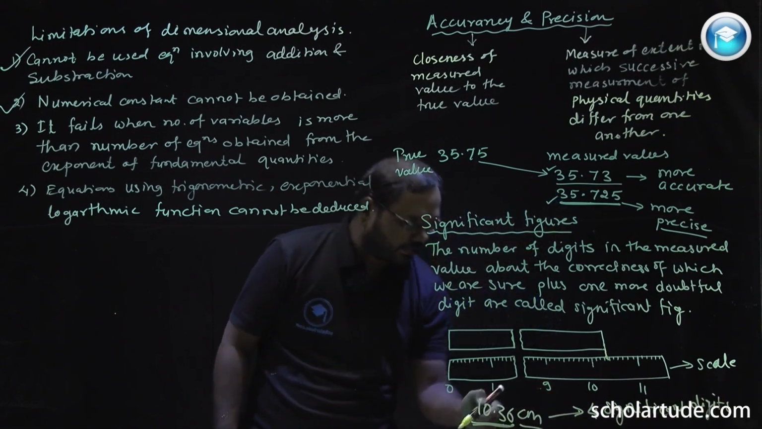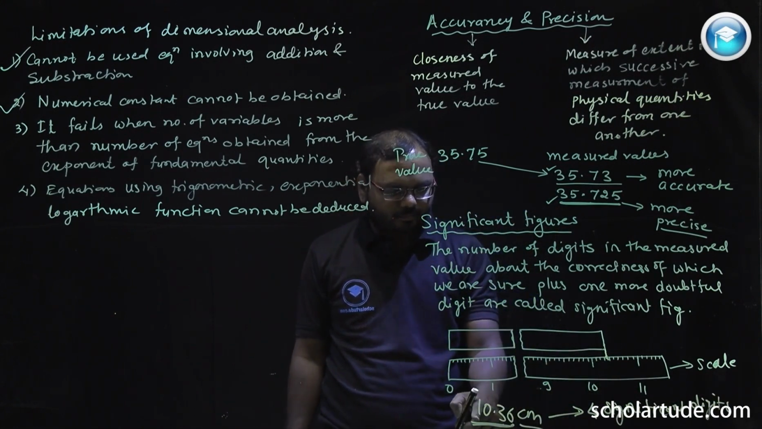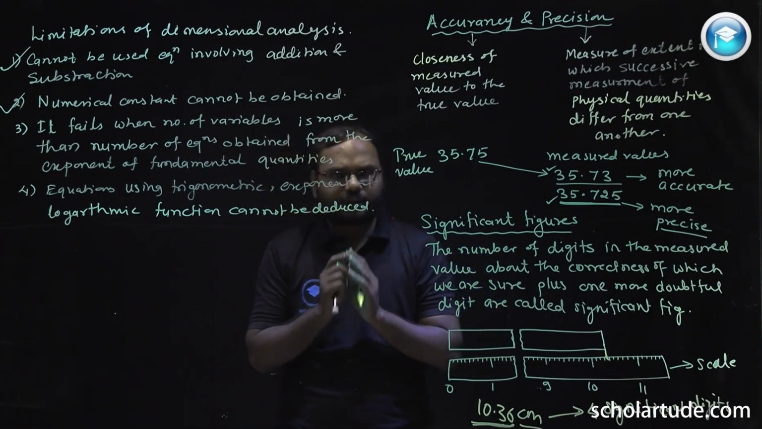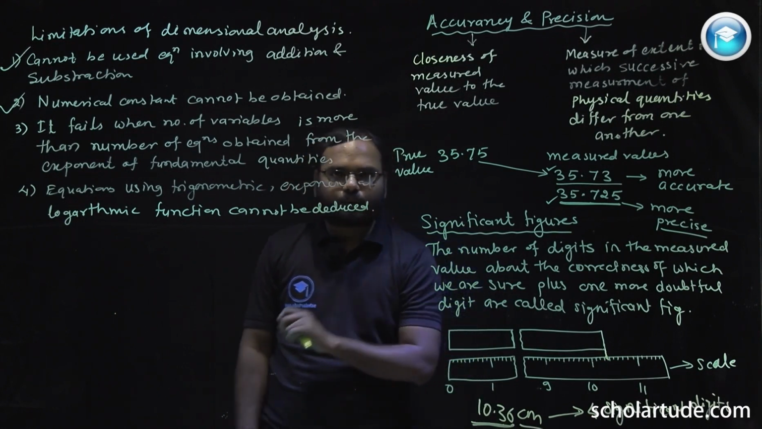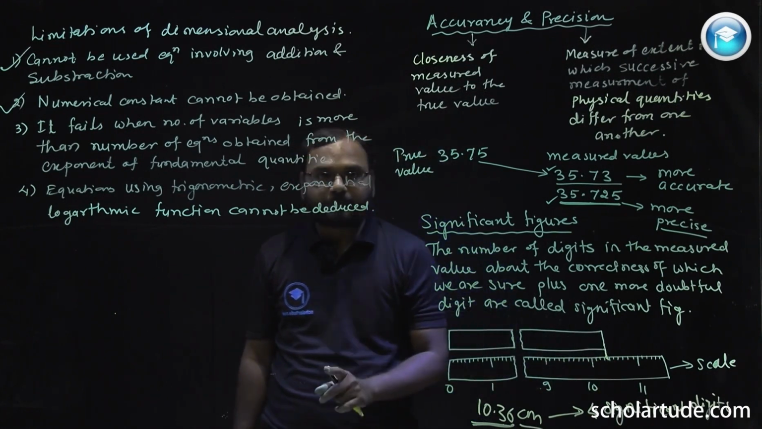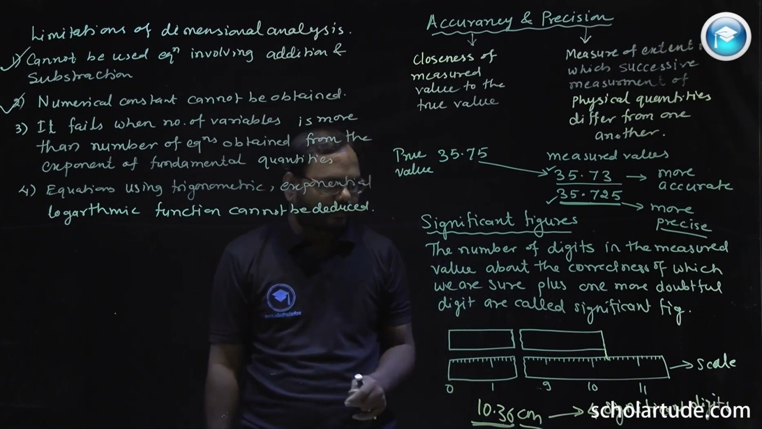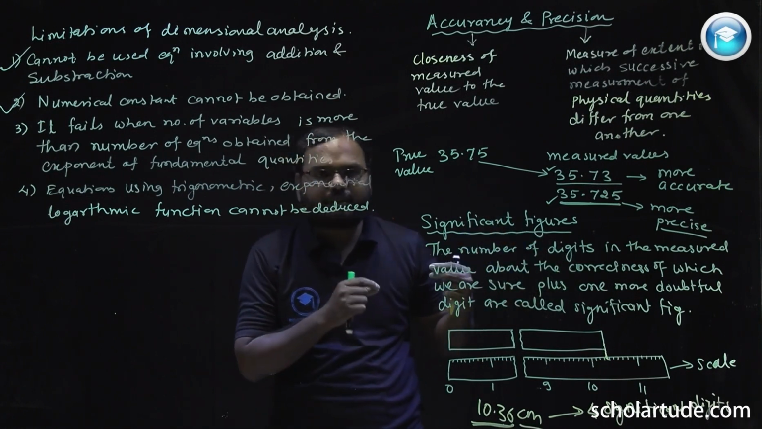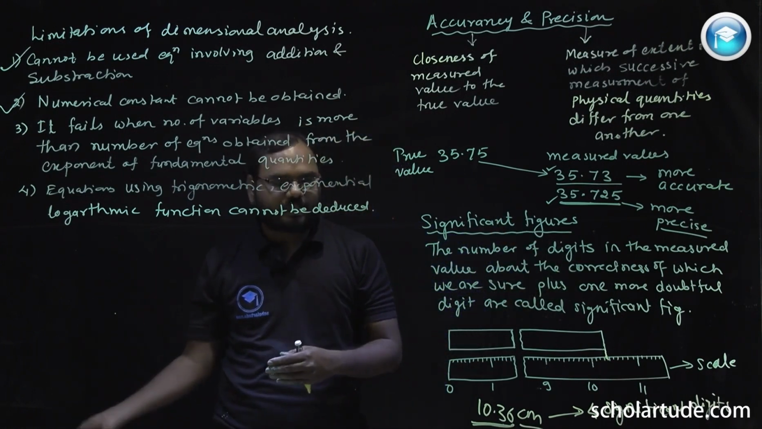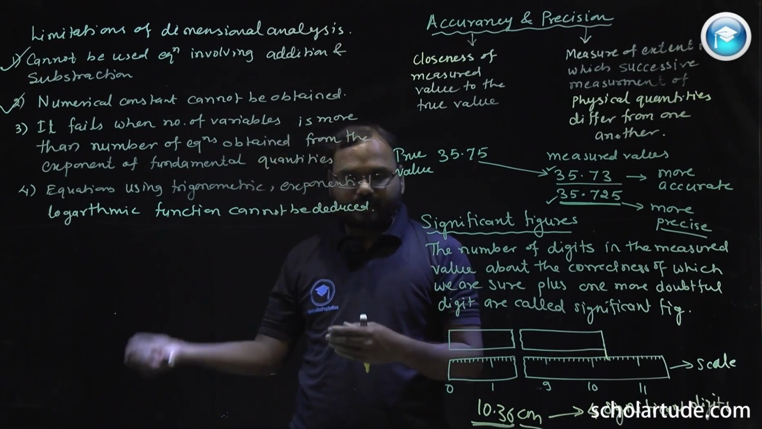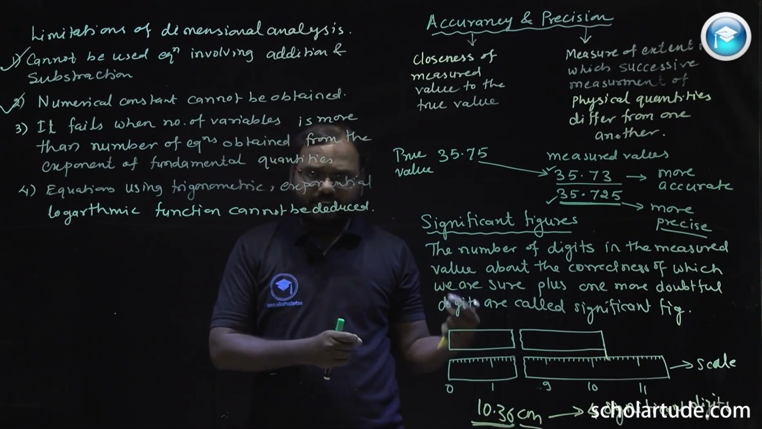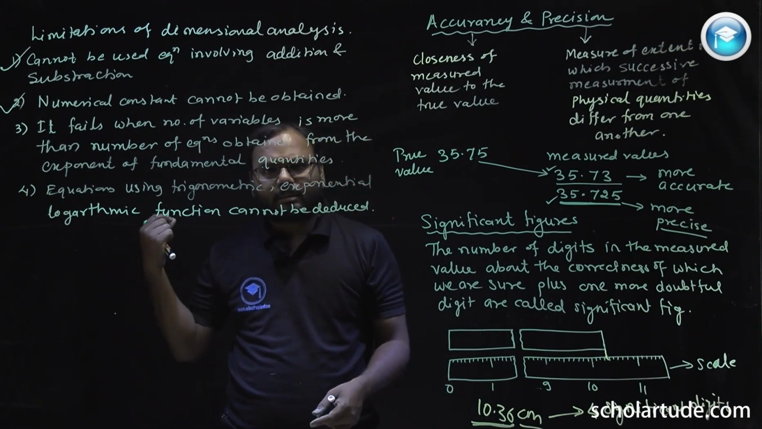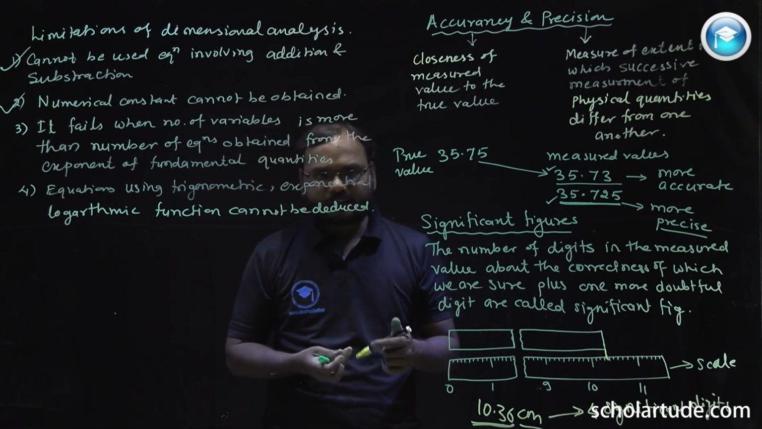Out of these, 10.3, I can say surely, meaning 1, 0 and 3, these are the sure significant figures, but 6 is the doubtful. Still I have written it over there. So these become the significant figures. Out of these significant figures, the rightmost digit is the least significant figure, and the leftmost digit is the most significant figure. Meaning the 6 will be the least significant digit, and the leftmost 1 is the most significant digit. Understood?